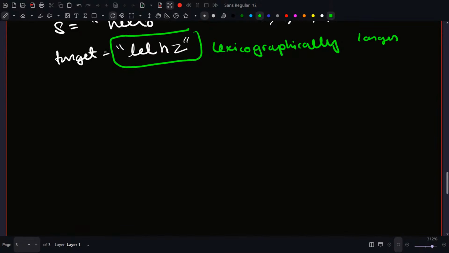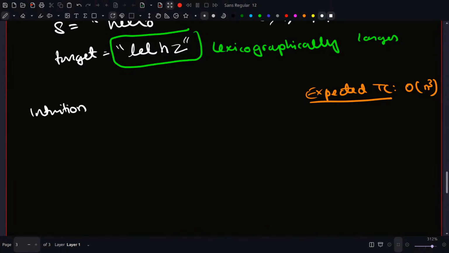All right, and this can be done by using the following idea. So what does lexicographically larger mean? Let me just note down the expected time complexity. The expected time complexity for this is big O of n cubed. Okay, so now let's get into the intuition. We need to understand what it means for a string to be lexicographically larger.